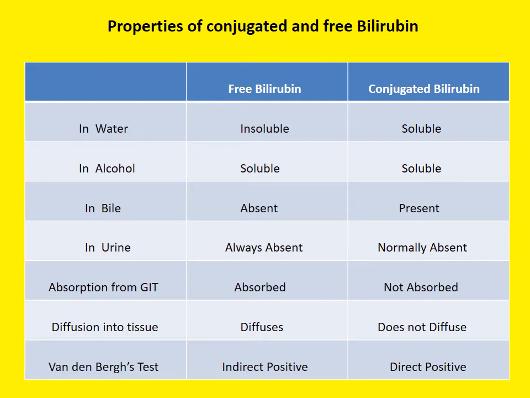Absorption from GIT: free bilirubin is absorbed, conjugated bilirubin is not absorbed. Diffusion into tissue: free bilirubin diffuses and conjugated bilirubin doesn't diffuse. Van den Bergh's test: free bilirubin gives indirect positive and conjugated bilirubin gives direct positive. So these are some points of free bilirubin and conjugated bilirubin. Next.